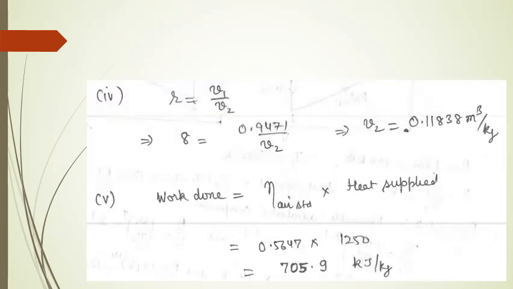As the compression ratio is 8, the value of V2 comes out to be 0.11838 meter cube per kg. Now work done is equal to air standard efficiency into heat supplied, so this comes out to be 705.9 kilojoule per kg.